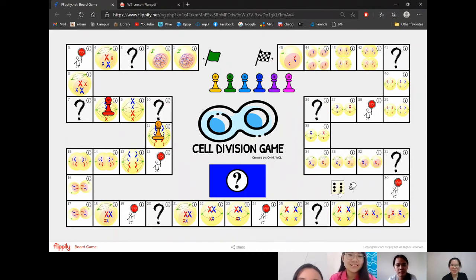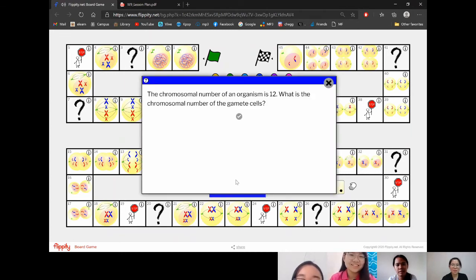Okay, Jing En. All right. 2. The chromosomal number of an organism is 12. What is the chromosomal number of the gamete cells? Gamete cells, yes. 6. You can check the answer there. Yes, correct.